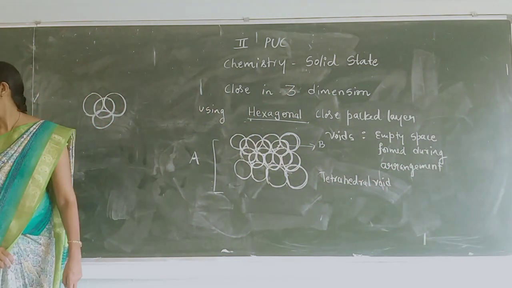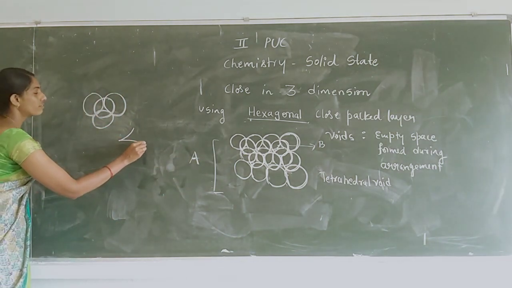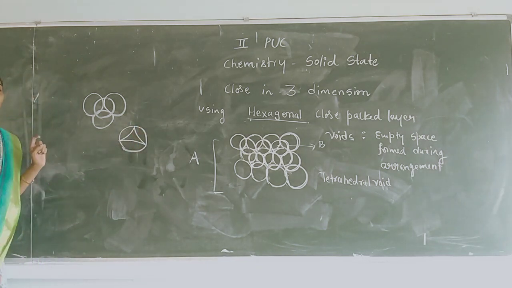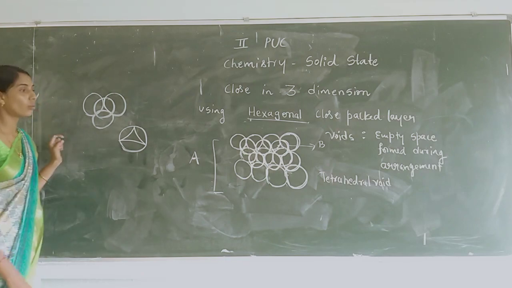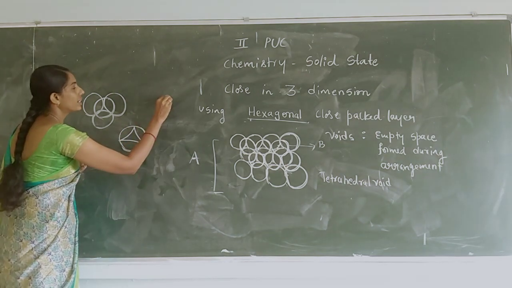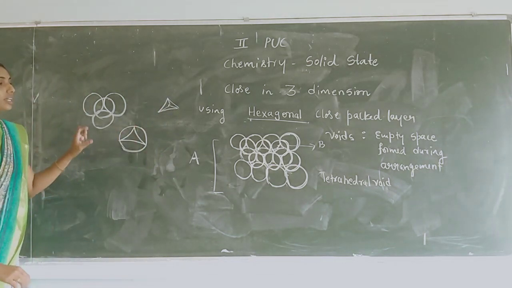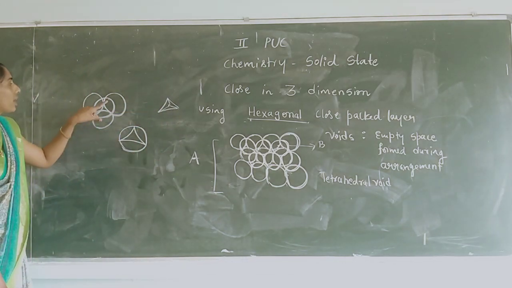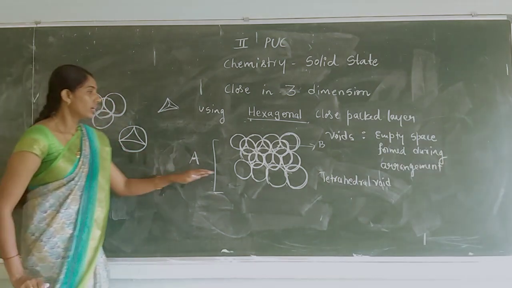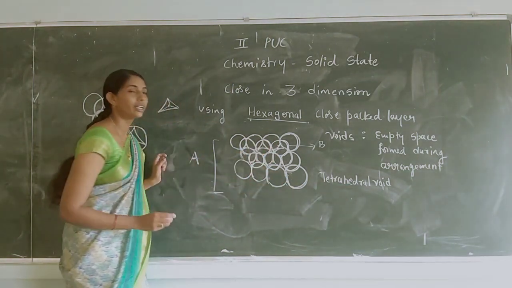Tetrahedral void. When the triangular void of the first layer is covered by the spheres of the second layer, the void generated is called as what? Tetrahedral void. Since it has a tetrahedral shape and formation, it is usually called a tetrahedral void. So in one layer, the tetrahedral voids continue to form.